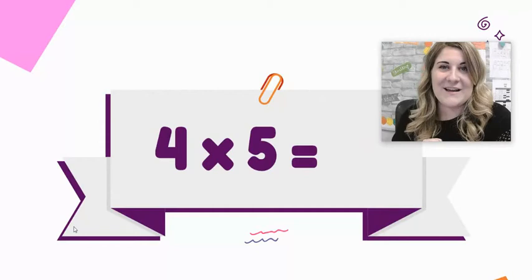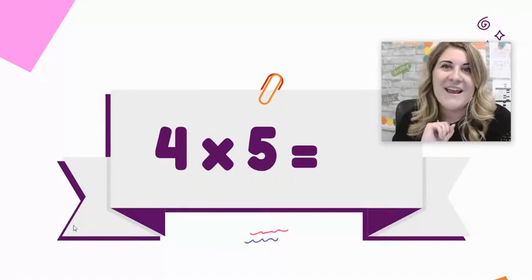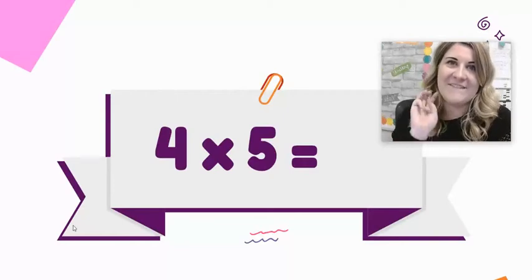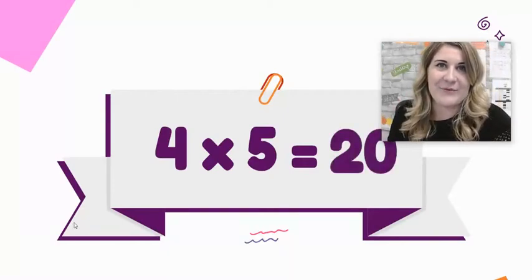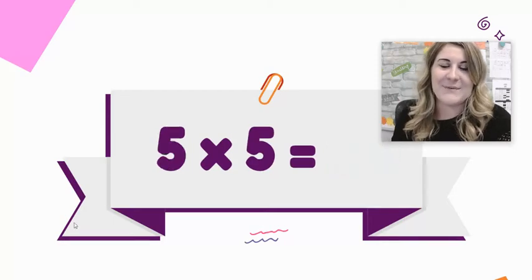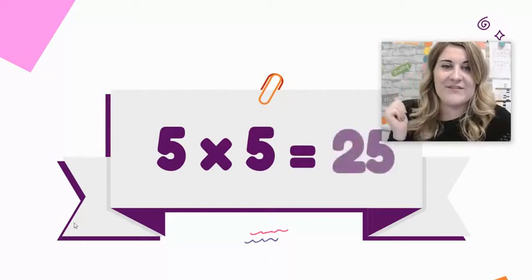Let's try 4 times 5. We're going to do 4 fingers this time. Remember, we're counting by 5s. Here we go. 5, 10, 15, 20. Very good. 20 is our answer for 4 times 5. Next, we have 5 times 5. 5, 10, 15, 20, 25. 25 is our answer here.